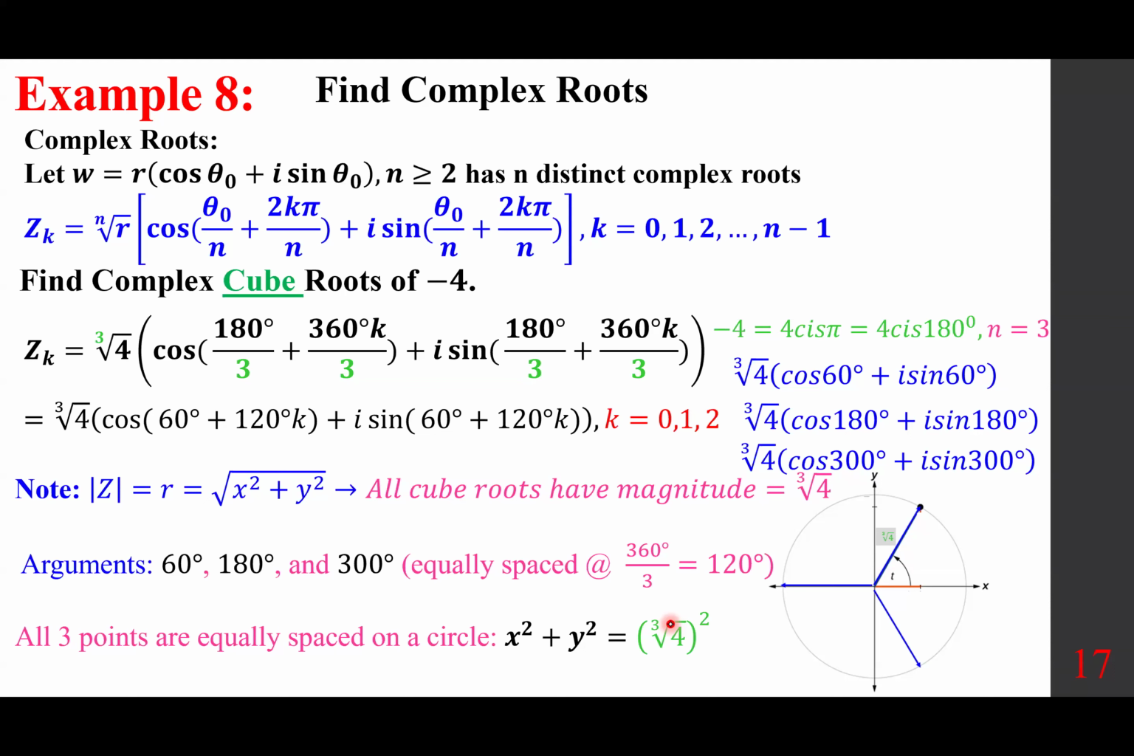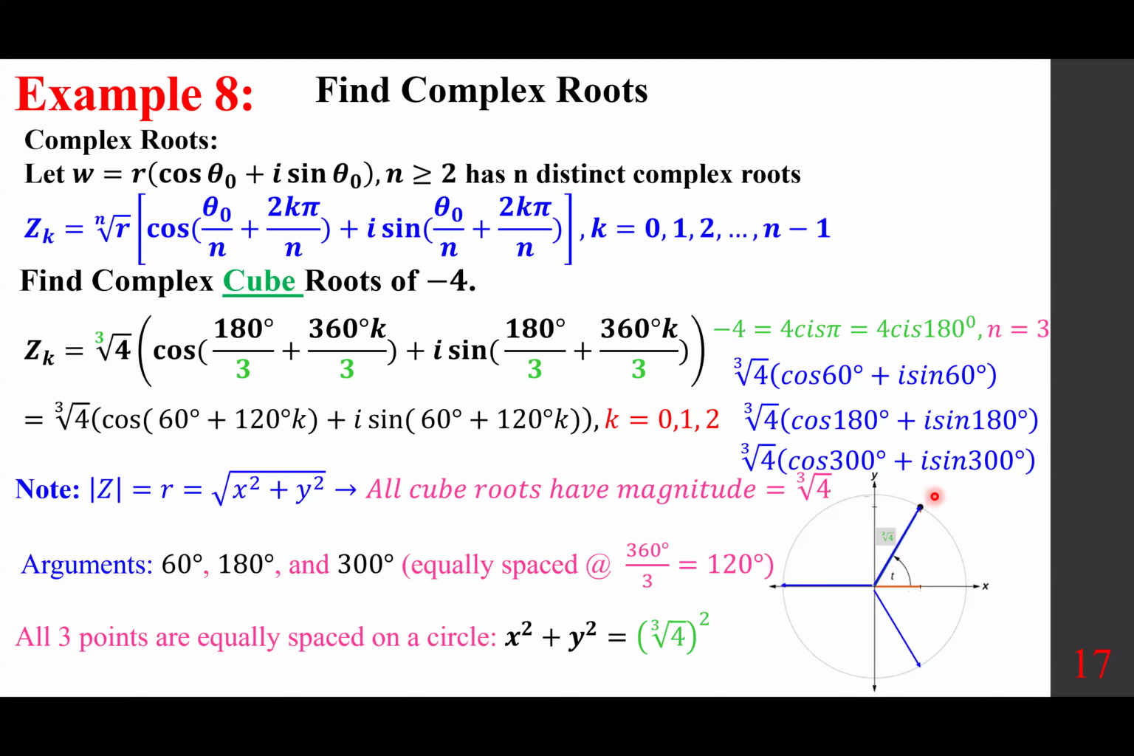One point something, 1.5, 1.6, roughly 1.5, 1.6. And they are 120 degrees apart. So the first one is at 60 degrees. So this distance is cube root of 4. This radius, cube root of 4.